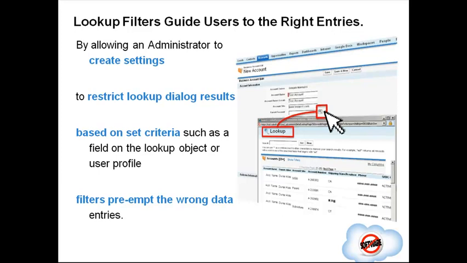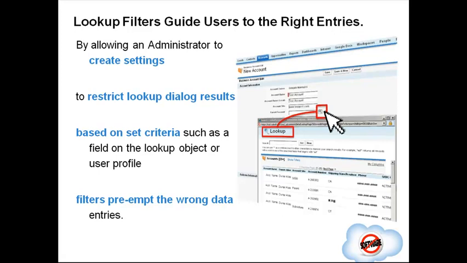Lookup filters are similar to validation rules. They enforce your business rules on the save of the record, but there are two key differences. The first is that they're proactive. They're restricting the lookup dialog results. Your users are going to click on the lookup dialog and start to search for a record, and we're actually going to apply the filter right there.